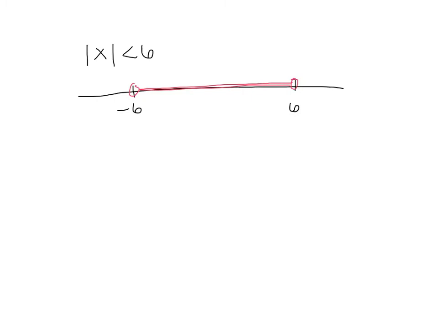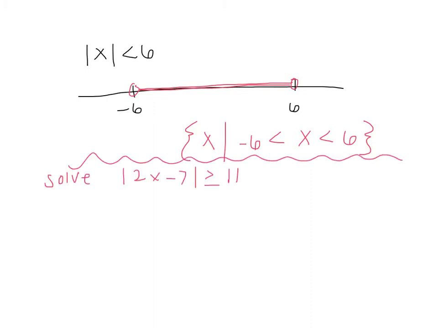So as this number line shows, all the numbers between -6 and 6 are less than 6 units from 0. So the solution set is -6 is less than x is less than 6. But we use open circles to show that -6 and 6 are not included in this solution set. This inequality tells us that 2x minus 7 is more than or equal to 11 units from 0.